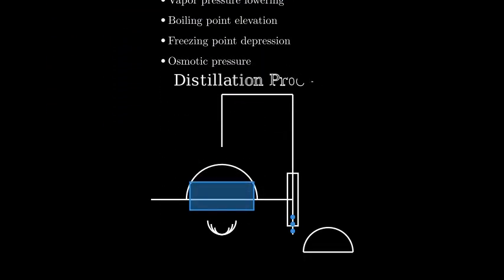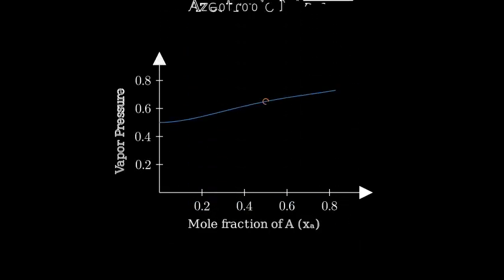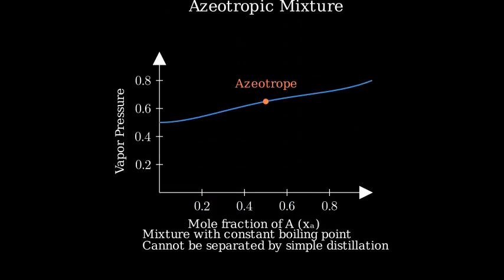Second, Raoult's law is fundamental to distillation processes, which are used to separate liquid mixtures based on differences in their volatilities. Third, Raoult's law helps explain the formation of azeotropes, mixtures that boil at a constant temperature and cannot be separated by simple distillation. Let's summarize what we've learned about Raoult's law.